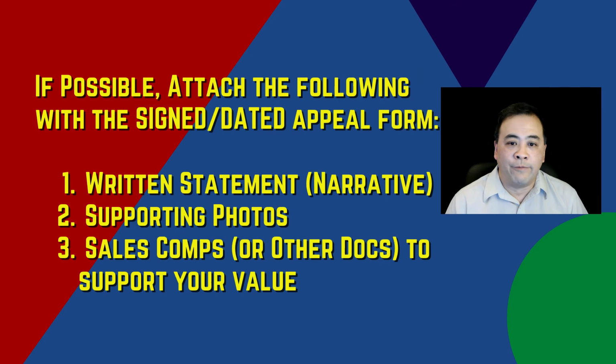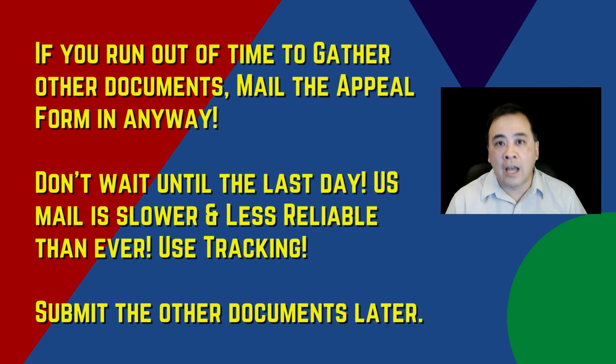Now, if you've never done this before, it can be a little bit time consuming to write the statement, gather your photos, and gather the sales comps. Also, you could run into a time crunch. If you run out of time, you must absolutely mail in and postmark the envelope of the appeal form. You need to get it in. That is the minimum that you have to submit, even if you don't have enough time to get the other documents. You will have plenty of time after you submit your appeal form to the tax assessor's office to gather the other things that I recommend.